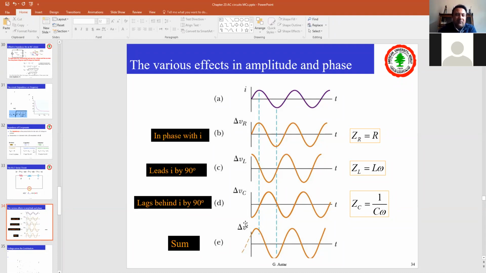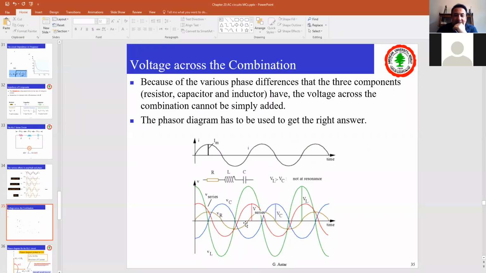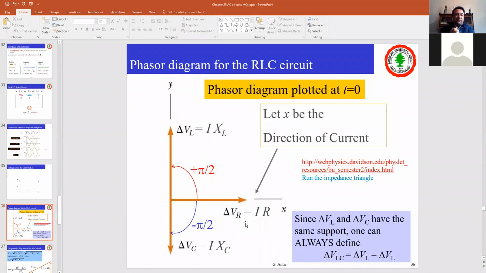So I'm going to have a sum of 3 sine waves, each with its own phase, and at the end I must have only one phase for the potential difference. So when you have this type of problem, always think phasor diagram. Always. Because of the various phase differences that the 3 components have, the voltages cannot be simply added, and the sum has to be calculated via the phasor diagram. So let's go to the phasor diagram.